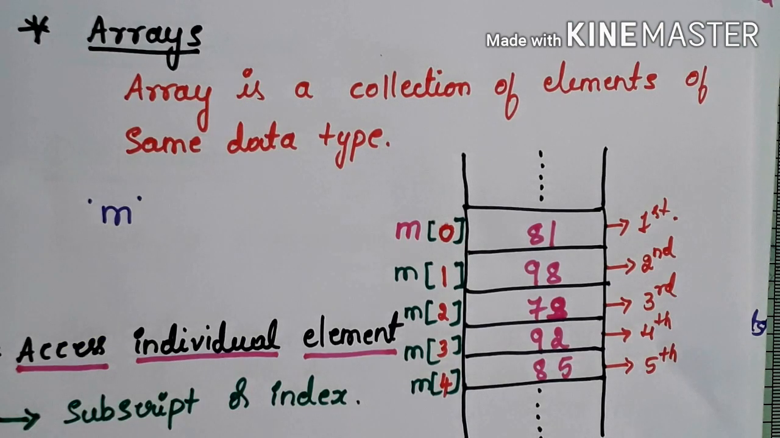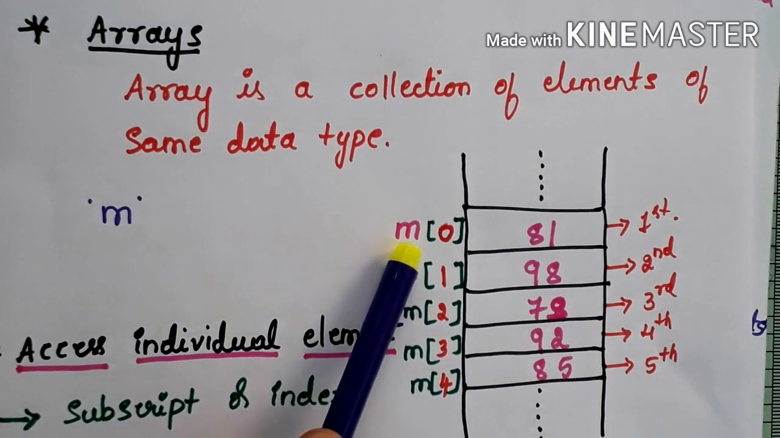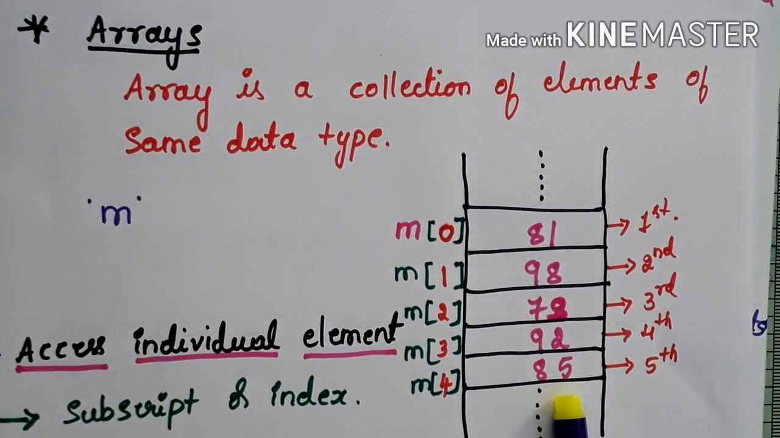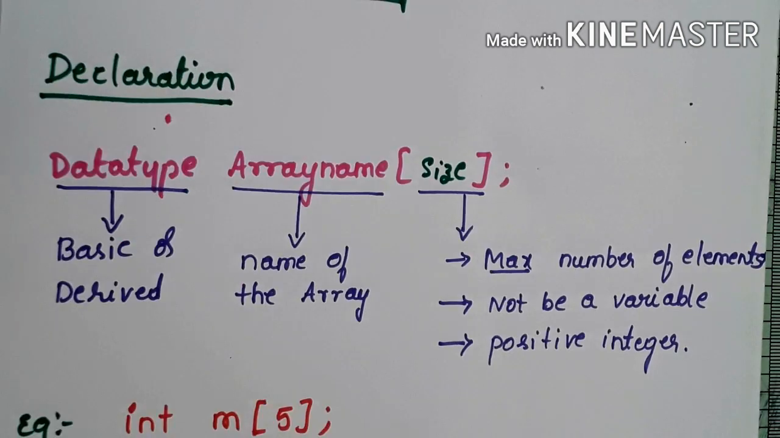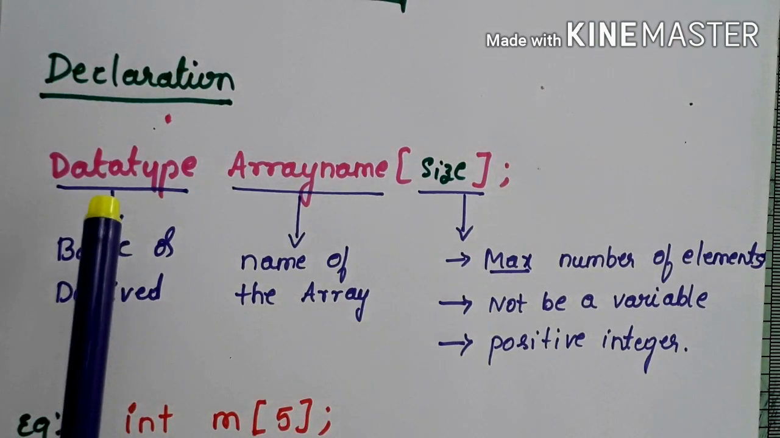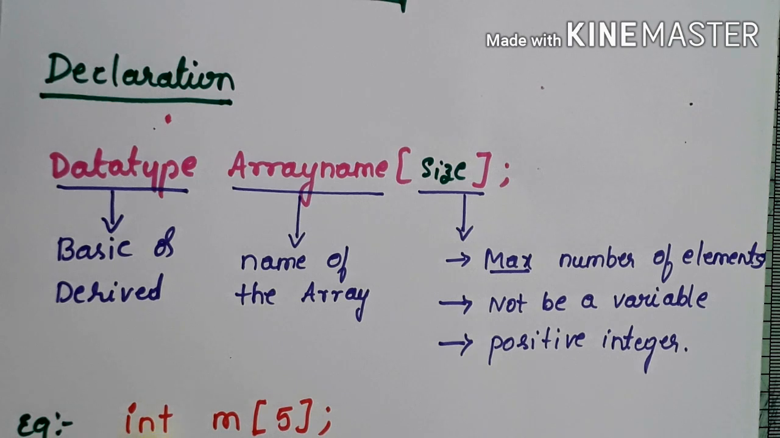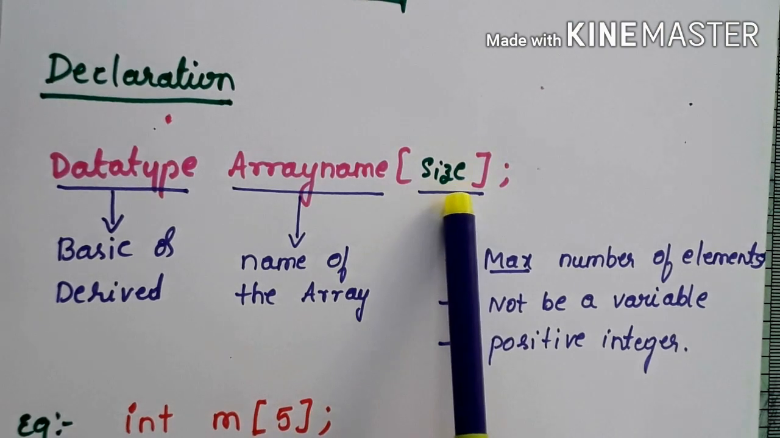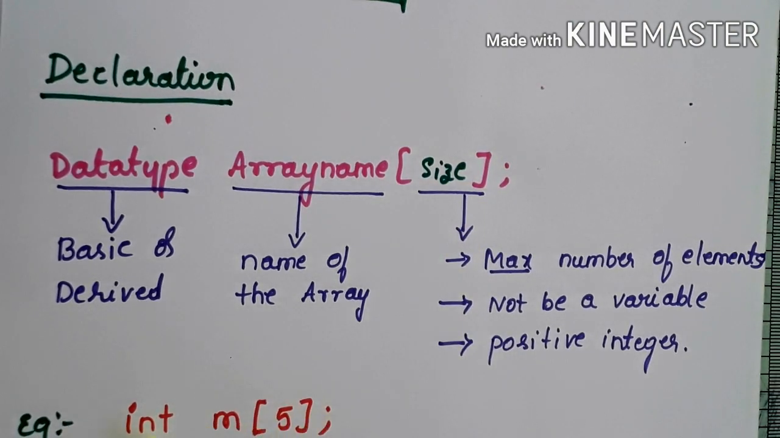In the test marks example, I have taken an array named m. In this array, I have stored 5 integer elements. We will write the declaration for the array m. To declare this array m, first write the data type. The data type is int. Next, write the array name. Array name is m. Next, write the size. Size is 5. This declaration statement indicates m is an integer array which stores maximum 5 integer data.